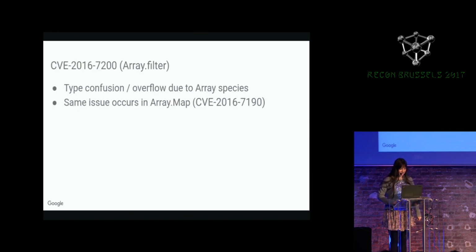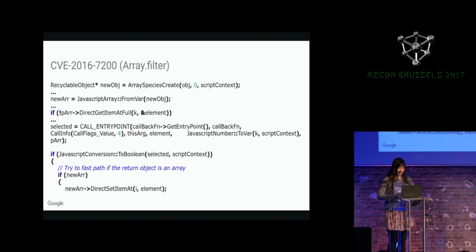So to give an example of how these two things combine to cause bugs, there's this bug, which is in array.filter, and there's a similar one in array.map. So to show how this works in the script engine first, you start off and you want to do this method, which basically runs a function on every item in an array, and then if this function you provided returns true, it goes into the new array, otherwise it does not go into that array.